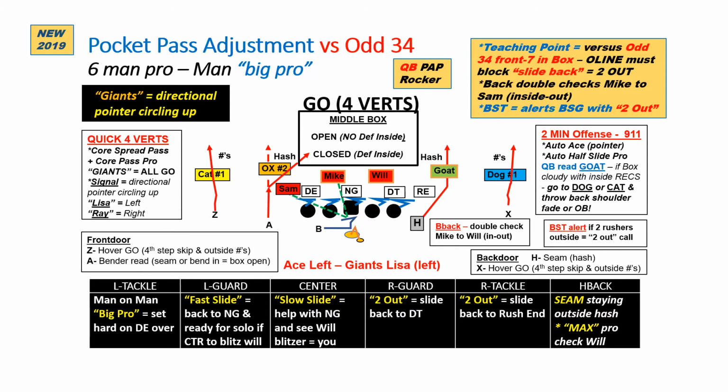Here's a look at it now, full diagram. This would be an ace left or duo left with a Giants Lisa. Lisa meaning we're sliding. Okay, the protection call is to the left now. So that puts the left tackle big and the left guard, center, right guard, right tackle are going to slide away from the call to the right since it's a Lisa left call. The back will double check inside out, Mike to the Sam after his fake.